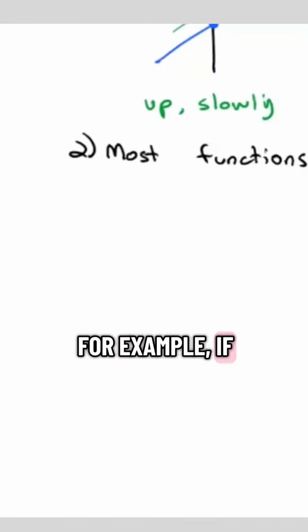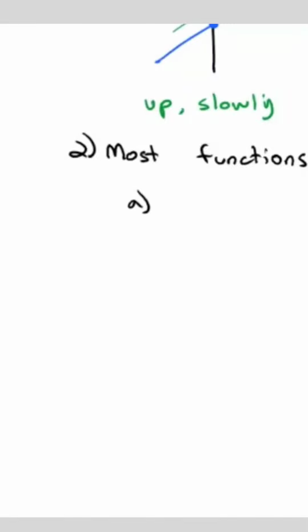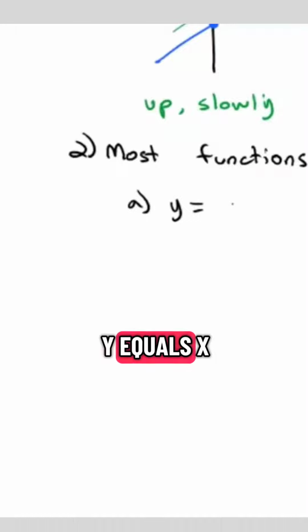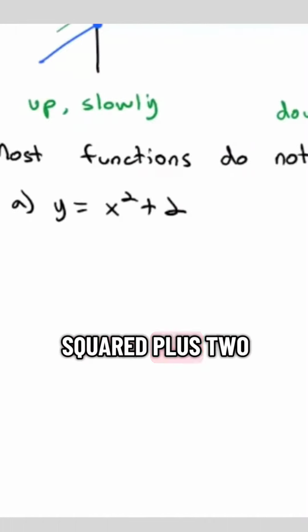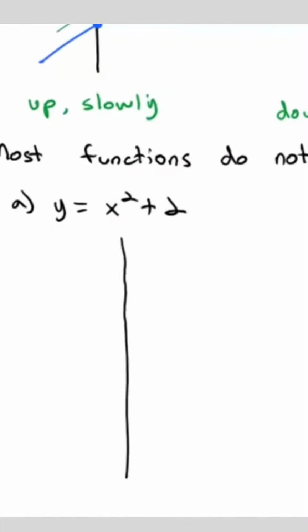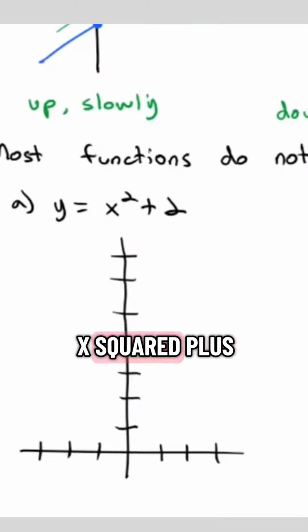For example, if we consider the graph y equals x squared plus 2. Now, y equals x squared plus 2 has a vertex right at 2.